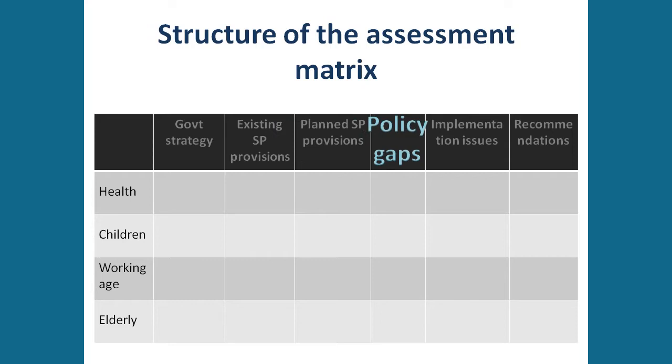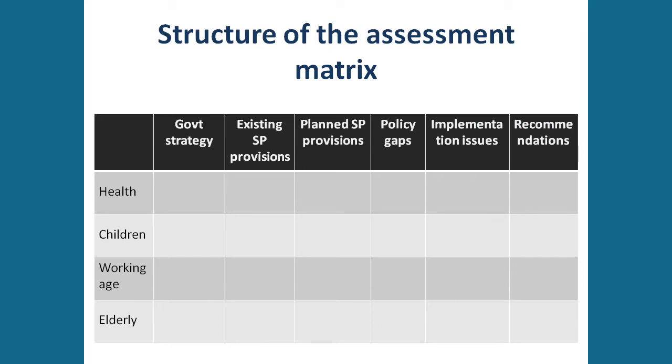Following this, we identify the policy gaps and implementation issues by comparing the existing social protection provisions in a country with the SPF objectives. The last column of the matrix is to develop recommendations that address these policy gaps and implementation issues that would reach the SPF objectives.